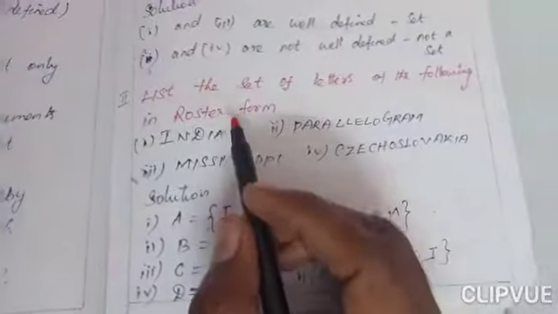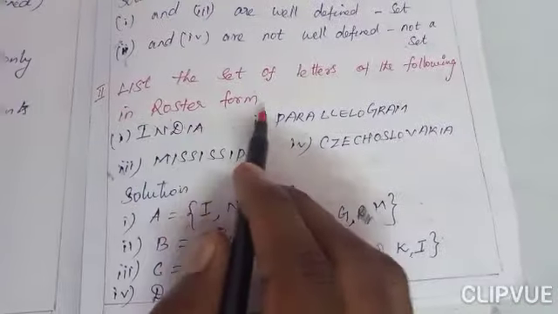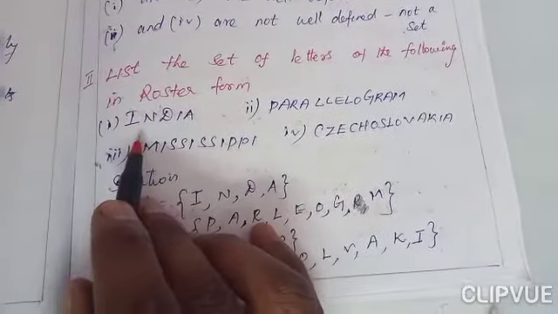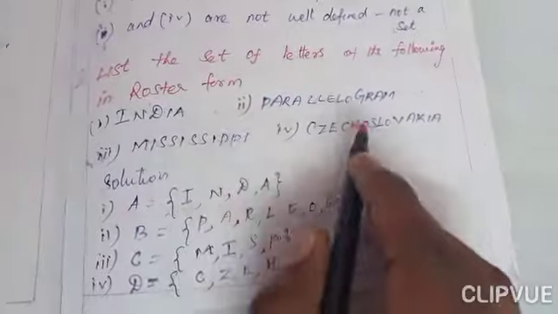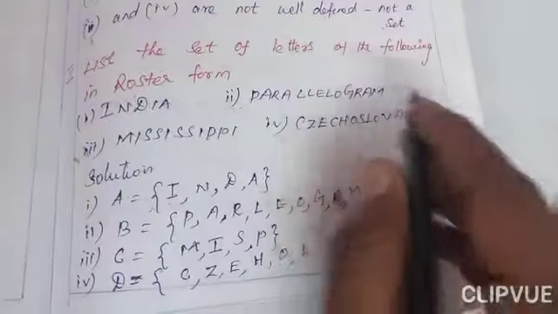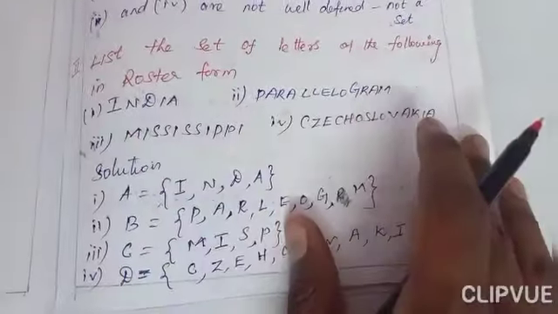Students, look at the second Roman number. List the set of letters of the following in roster form. They are given 4 words. Look at the first one: India, parallelogram, Mississippi. The fourth one is Czechoslovakia. So these 4 words we are going to represent in the form of sets.